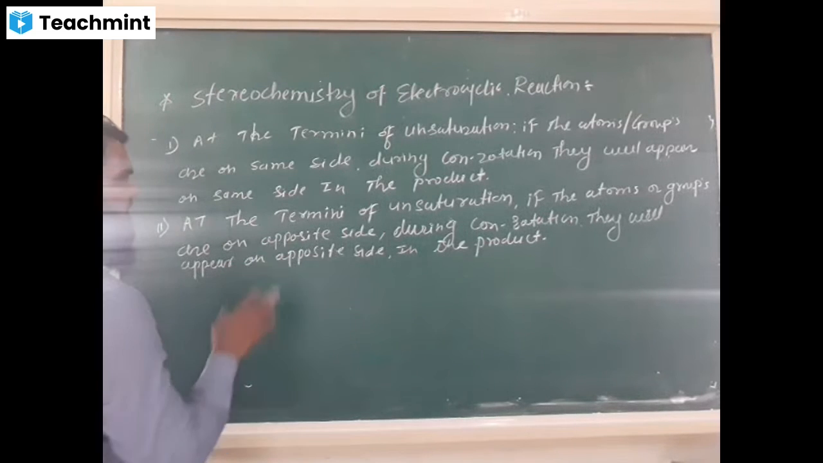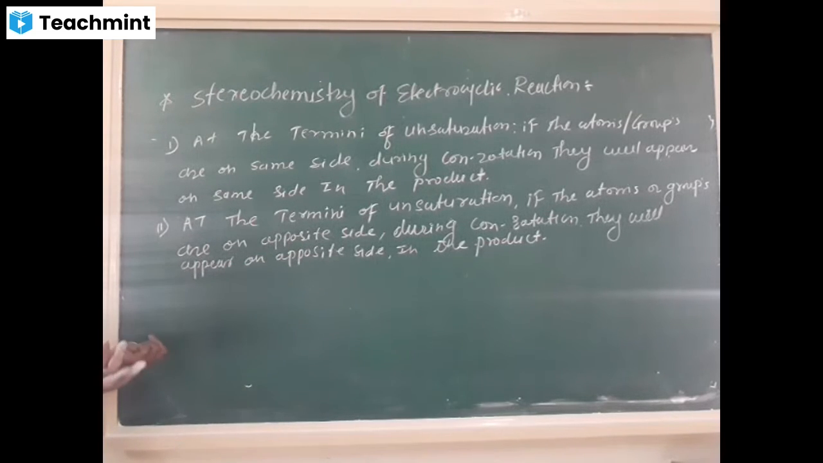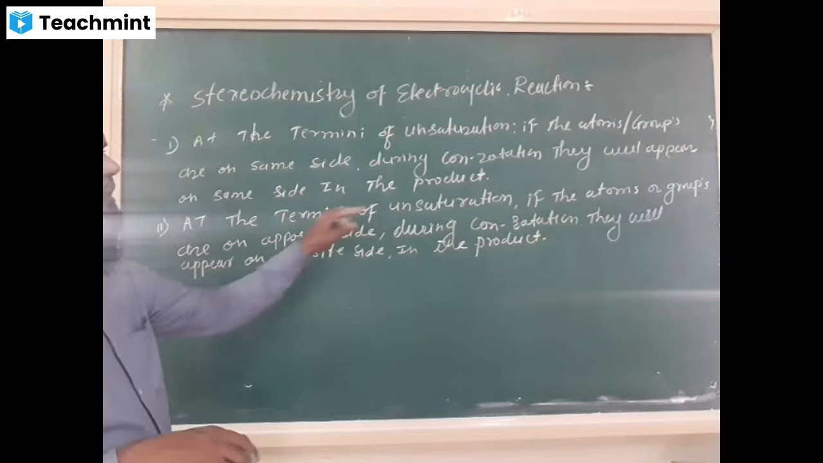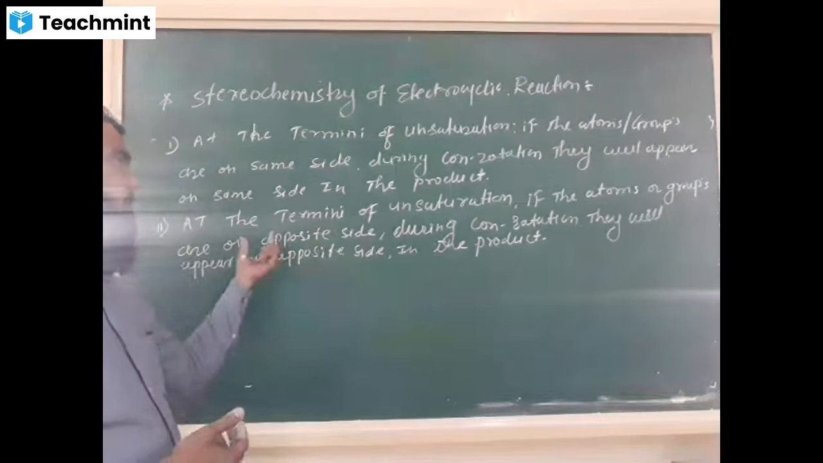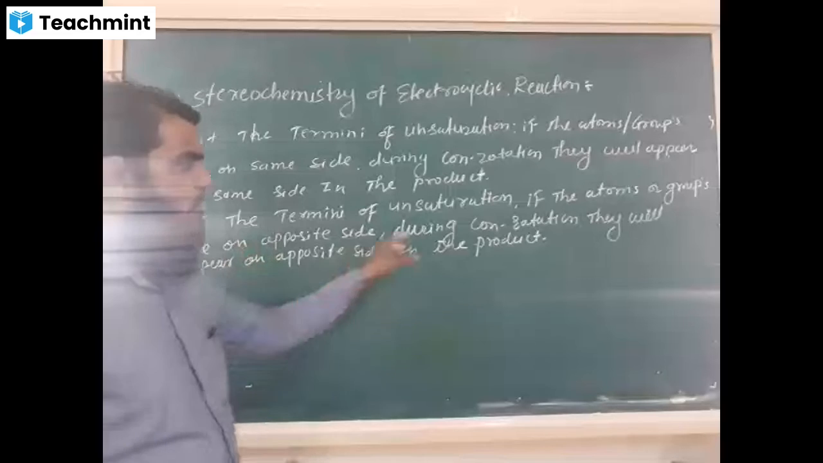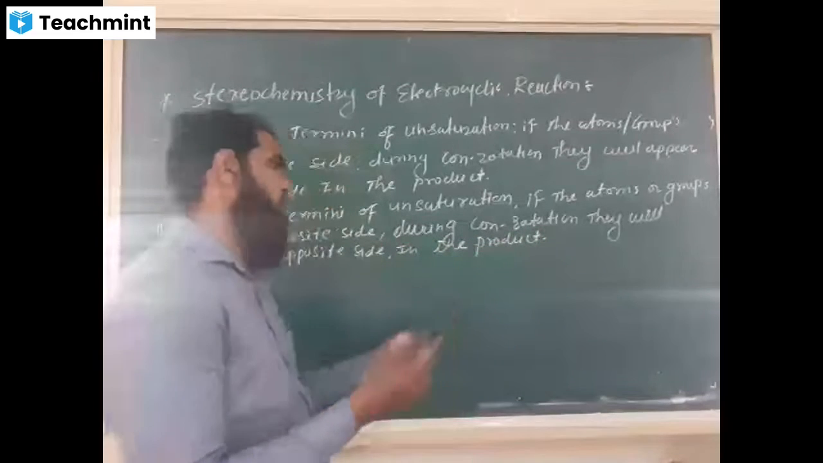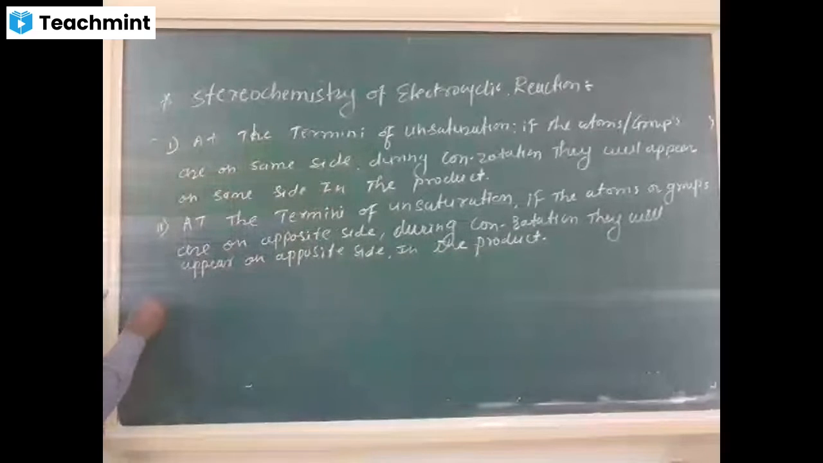At the termini of unsaturation, if atoms or groups are on same side, during conrotation they will appear on same side in the product. If they are on opposite side, during conrotation they will appear on opposite side in the product. Third point we have to write over here.